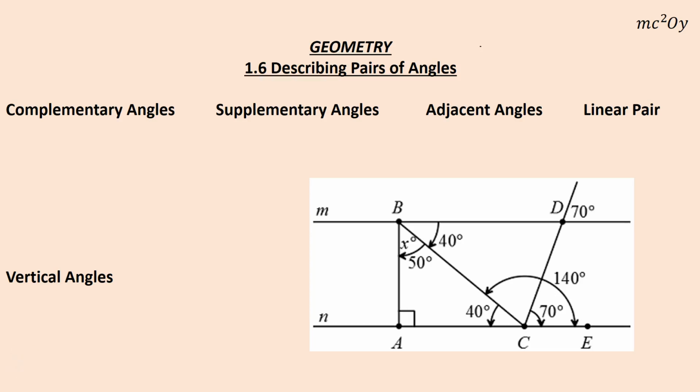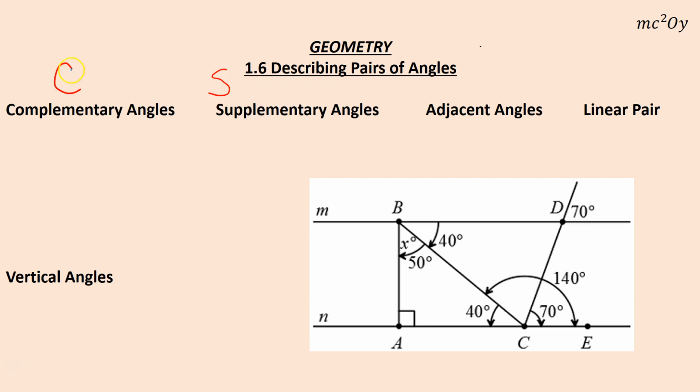All right, so we're going to talk about describing pairs of angles and some different information here. So complementary angles, supplementary angles, adjacent, and linear pair. Complementary angles, I'm just going to put a big C for complementary and a big S for supplementary. And usually you've heard these terms before, and sometimes it's kind of hard to remember. You know, one adds up to 90 and one adds up to 180.